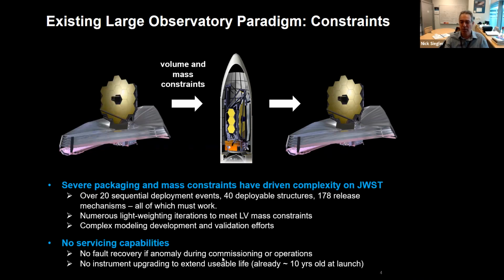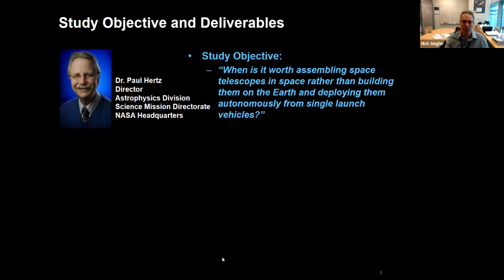So with these thoughts in mind, we went to my boss's boss, Paul Hertz, who's the director of the Astrophysics Division, and we tried to persuade him, if you will, of funding a study that will answer the following question. When is it worth assembling space telescopes in space rather than building them on the Earth and deploying them autonomously from single launch vehicles?